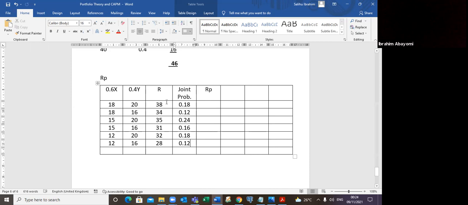When we are now done, you multiply this return by the probability to get the expected return on the portfolio. So 38 times 0.18 is what? 6.84. Next one.